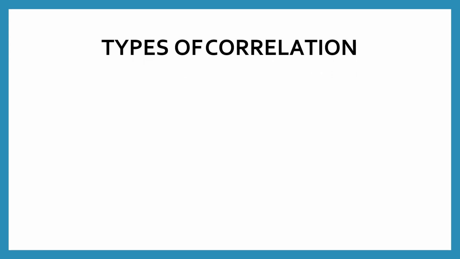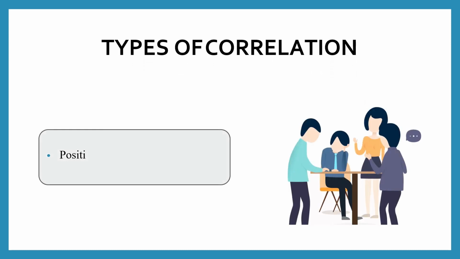Positive and negative correlation. When the values of both the variables under study move in the same direction, that is, with an increase in the value of one variable, the value of the other variable increases, and with a decrease in the value of one variable, the value of the other variable decreases, it is the case of positive correlation.